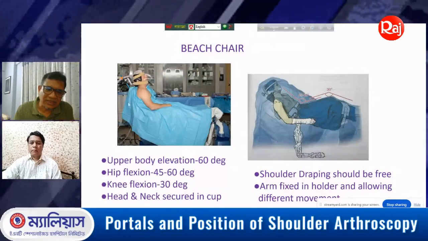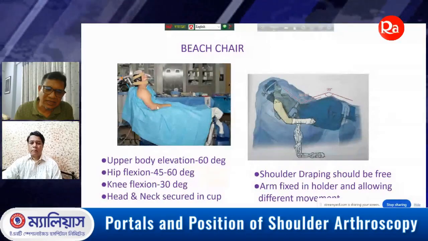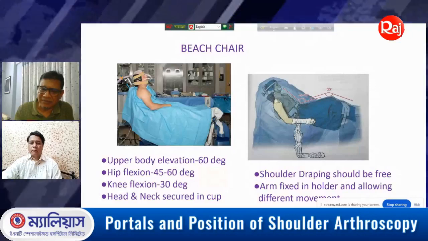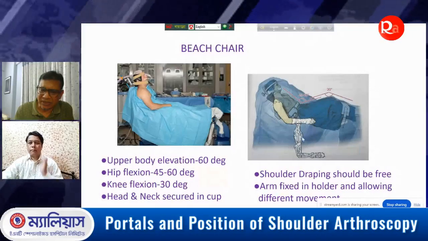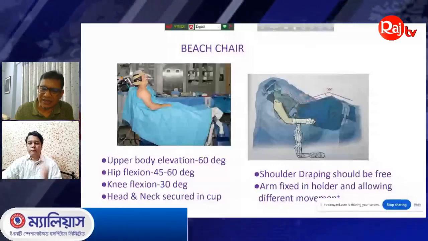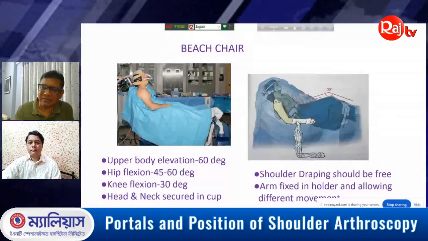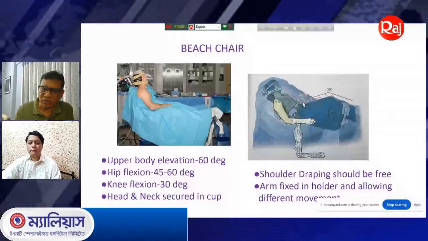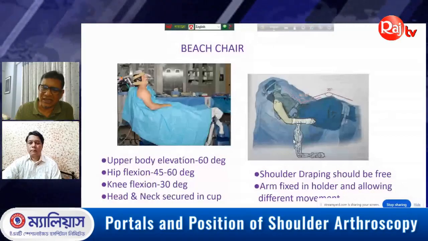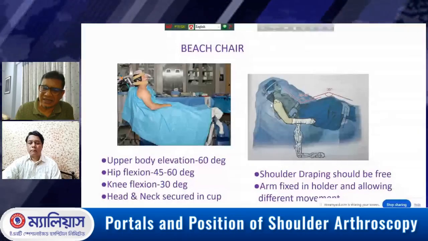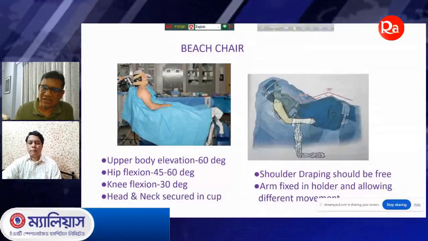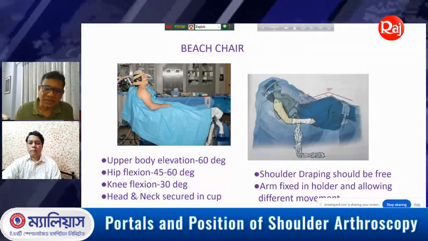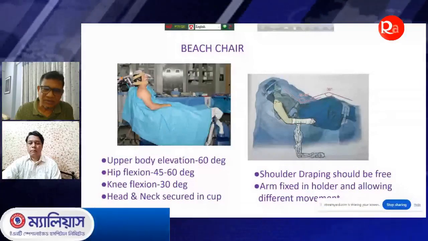And in this position, the head and neck are secured in a cup and the shoulder draping should be free, and also includes all the arm. The arm is fixed in a holder, allowing different types of movement like external rotation, internal rotation, and abduction and adduction of the shoulder by the arm holder, which is in this lateral position. And the patient is kept at the lateral position of the table, so the shoulder is totally free from the table as well. And it helps to do the surgery in beach chair position easily.